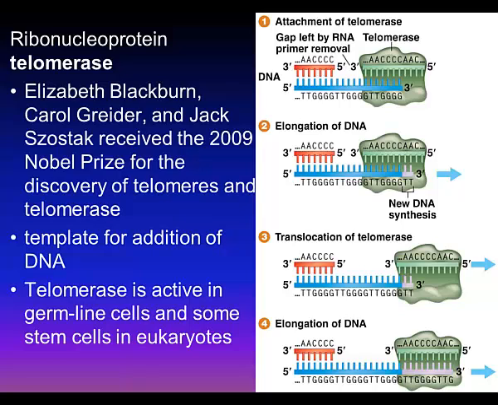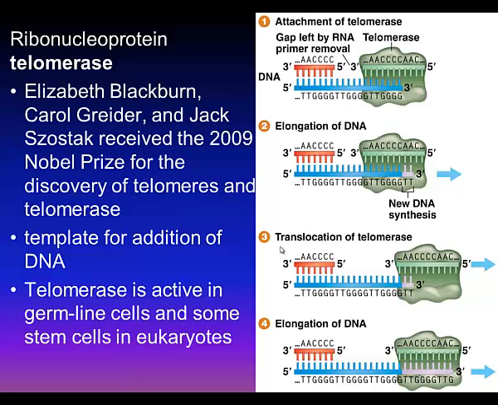Now that doesn't mean the discovery was recent. They just actually won the prize recently. And so what they showed then was that part of what telomerase does is it serves as a template for the addition of DNA to the end of the chromosomes, but also that it had some enzymatic activity. And they showed that it was active in germline cells, so that's in cells that create sperm and eggs in humans, but also in some stem cells in eukaryotes.